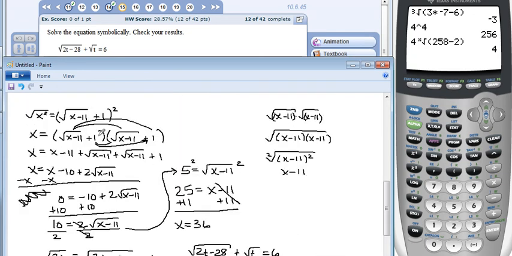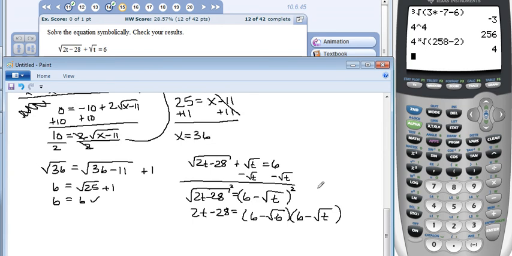Then we're at this point right up in here. We're foiling, we're solving, we're moving things around, we're squaring again, and finding our answer and checking it. Okay? Does that sound fair? I sure hope so.